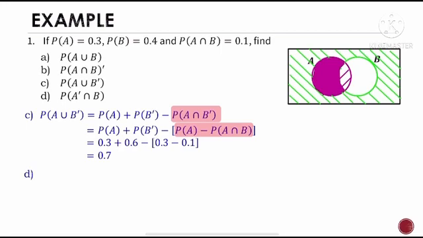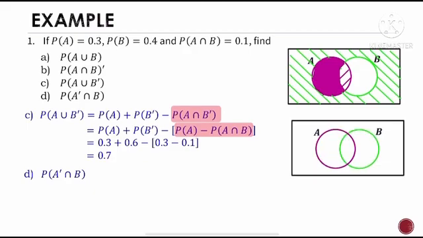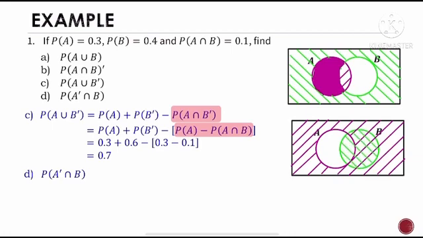Question D is the probability of A prime intersect B. We have to use the Venn diagram to find the formula. Since it is A prime intersect B, we shade A prime, which means outside the circle A. Then shade B, which is inside the circle B. The intersection of A prime and B is the area where the two shadings intersect each other. So P(A prime intersect B) equals P(B) minus P(A intersect B). Substitute the values and calculate the answer.